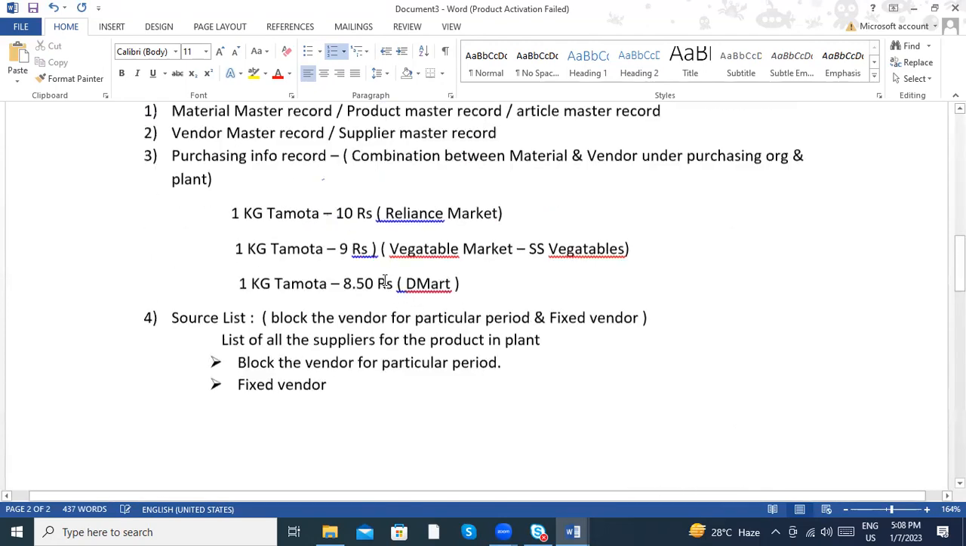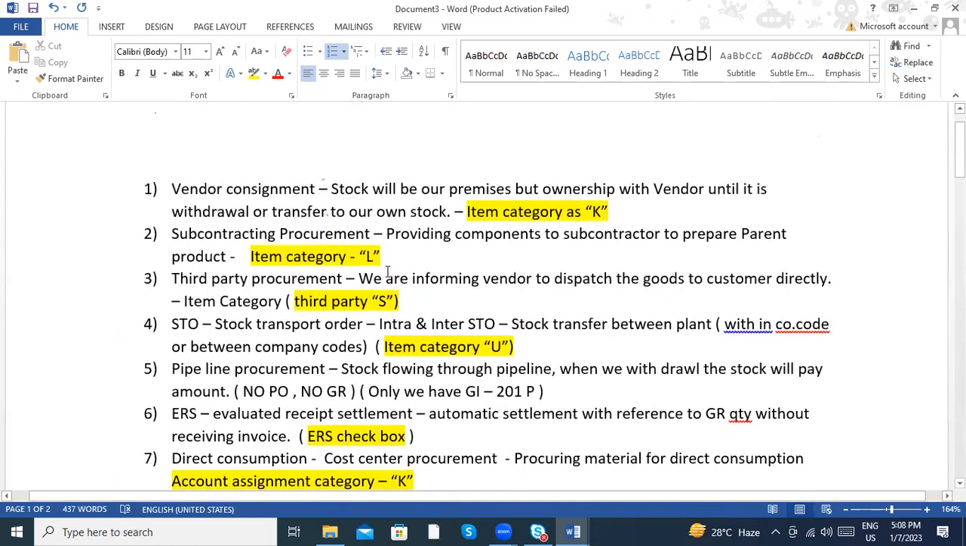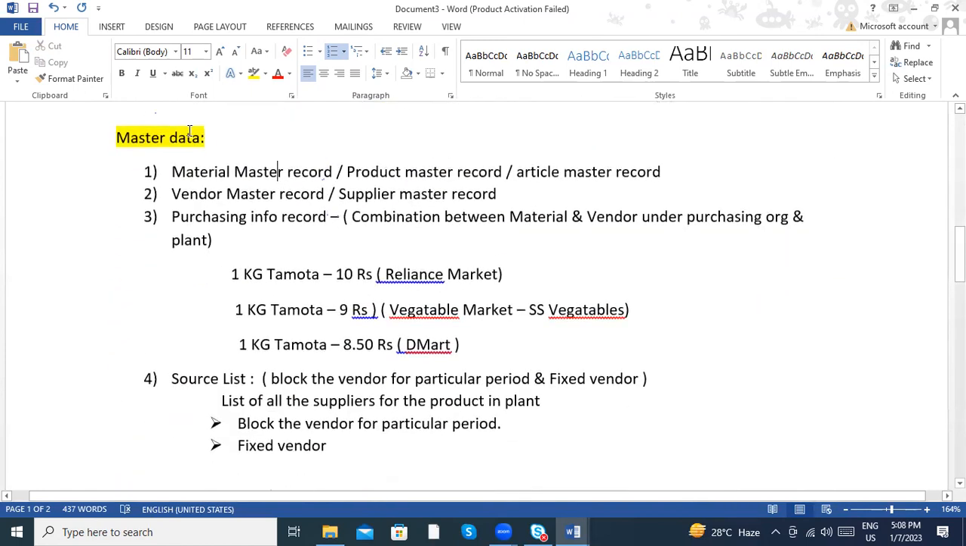If I want to create a purchase order, what information is required? General material information is required. I can get the material information from the master data. When the master information is required, I can get the information.